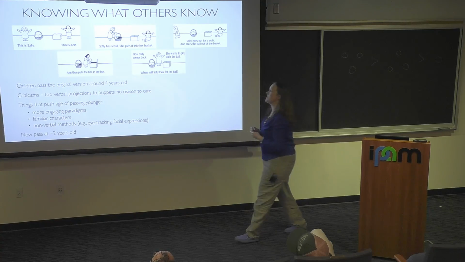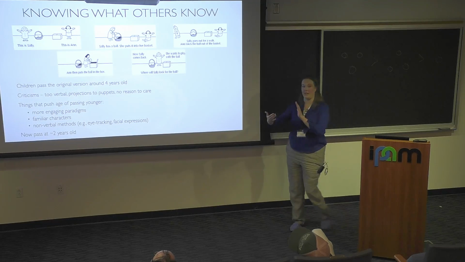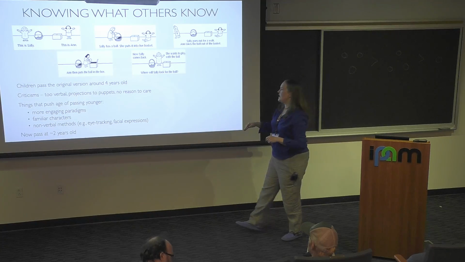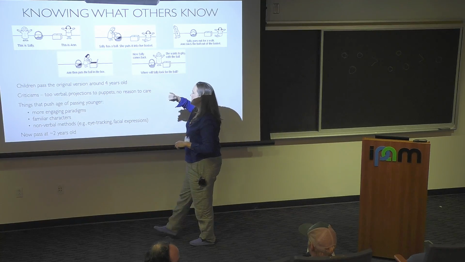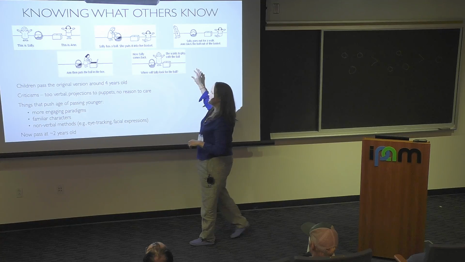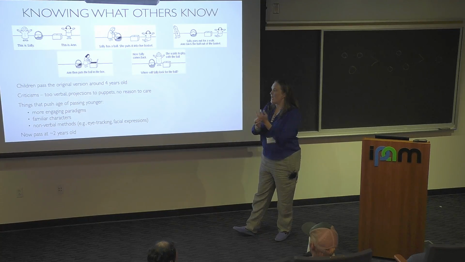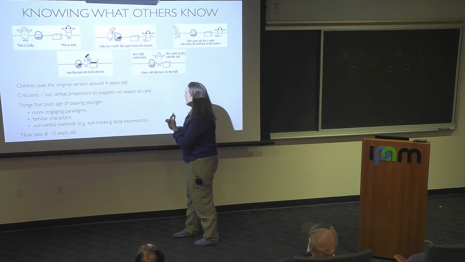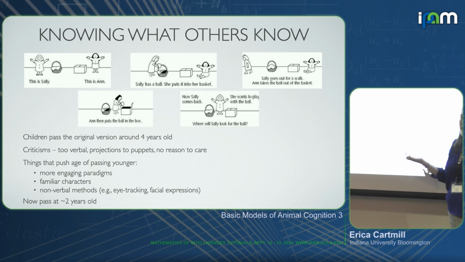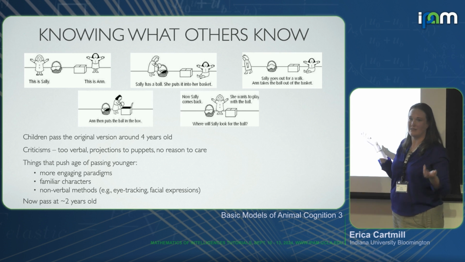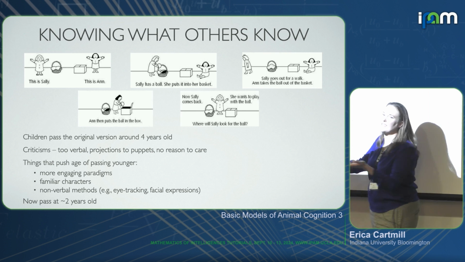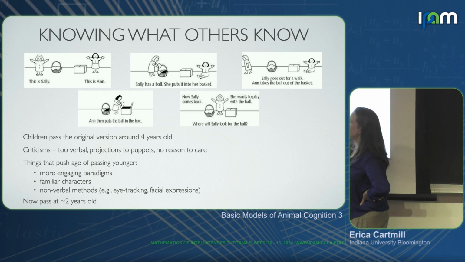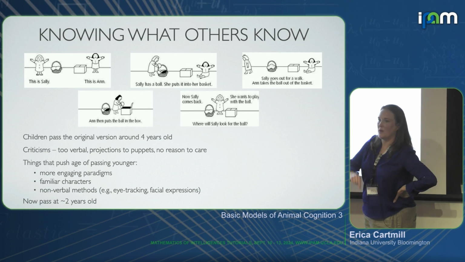For a number of years, people really thought that there was a big change at 4 years old, pre-theory of mind, post-theory of mind. But subsequent studies have criticized this because it's very verbal, and it uses puppets or abstract drawings, and children have no reason to care. It's like, I don't care where Sally looks, it's her ball, I'm not getting it, I'm not invested in this question. And if you change any of those things, children will pass it much, much younger.